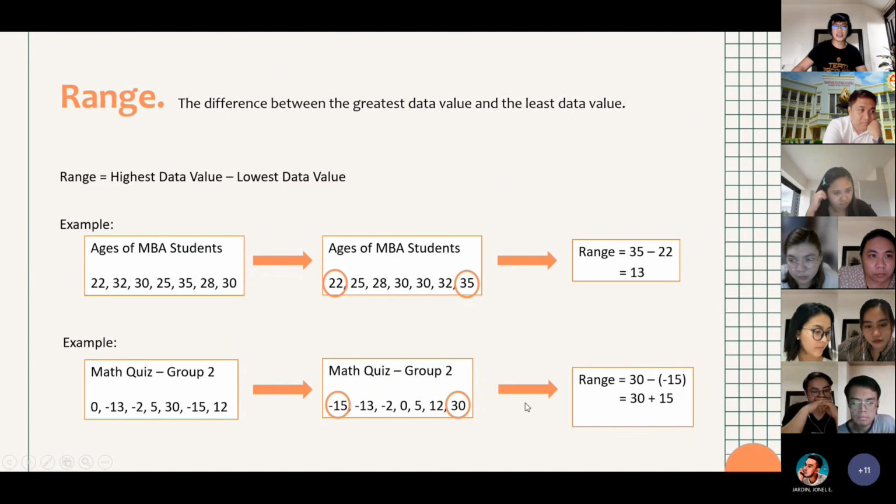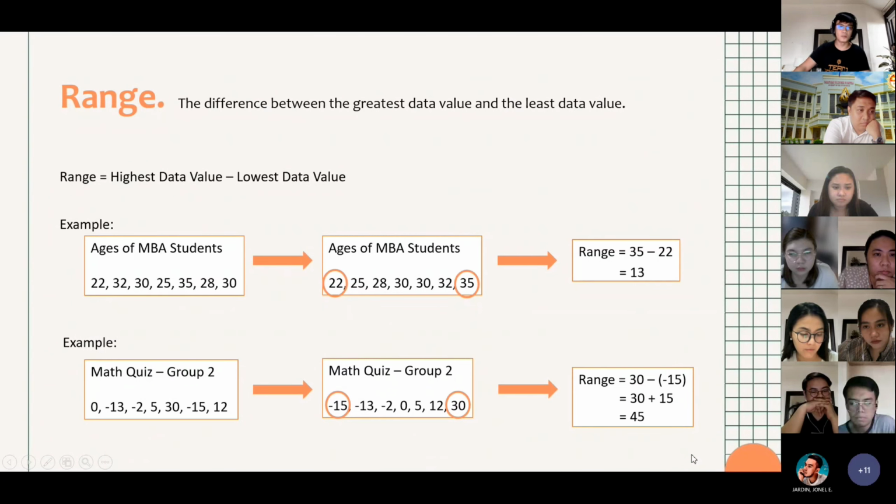So 30 minus negative 15, pag ganyan ang situation natin guys, di ba, magiging addition siya. So it will be 30 plus 15 is equal to 45. So our range for this example is 45. Are you with me here po? Am I clear po? Yes.